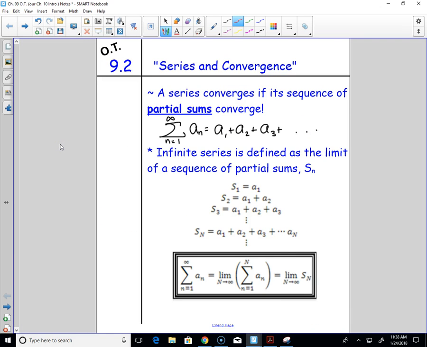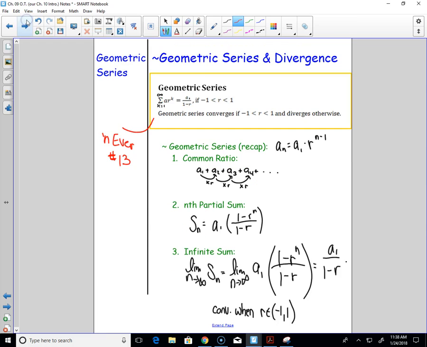I swear I wrote the old-fashioned pre-cal formula somewhere. Where did I write it? Oh, right here. The old-fashioned pre-cal formula says, for a geometric series, I can find the nth partial sum using this really nifty formula. So technically, we could have plugged into this big, long formula every single time, but if r is greater than or equal to 1 or less than or equal to negative 1, this will always go to infinity, so it would always diverge.